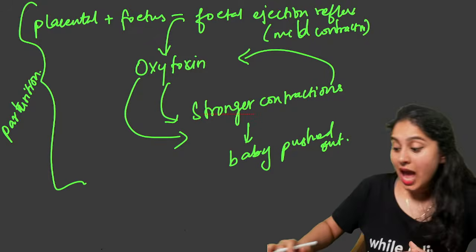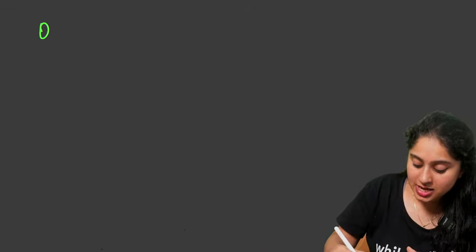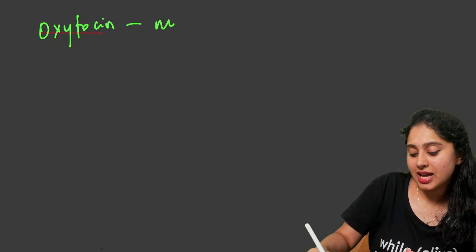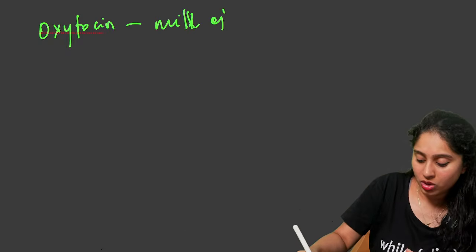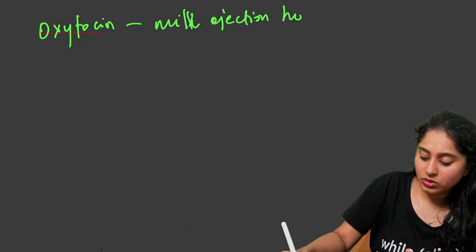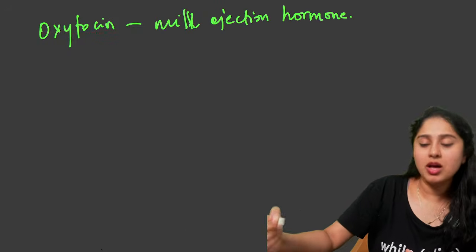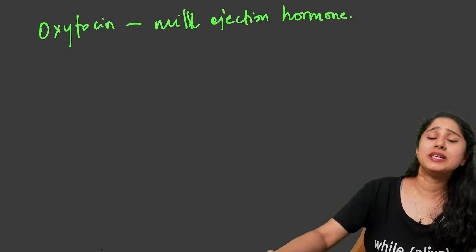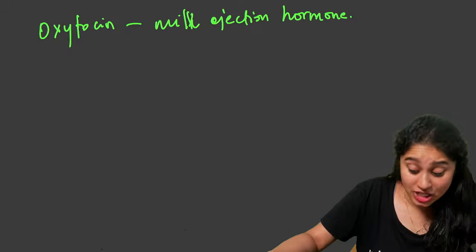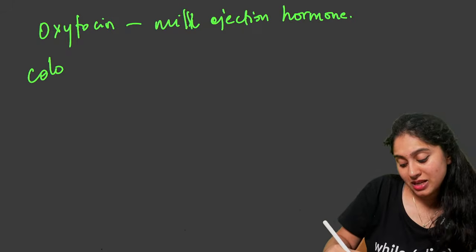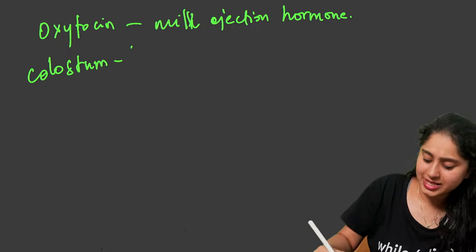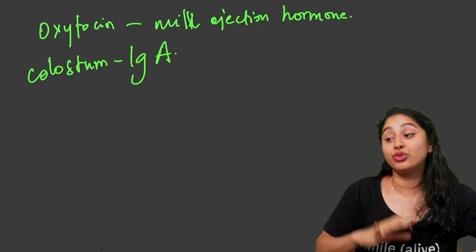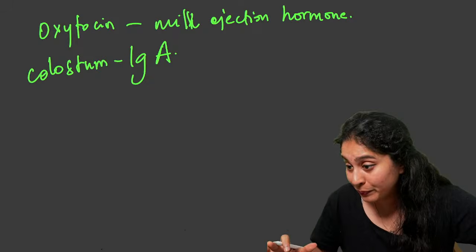That's all. Once the birth of the baby is done, the same oxytocin will act as a milk ejection hormone and will allow the milk to flow out of the mother's body. Is that clear? Now this particular milk that is ejected, especially the first milk, is called the colostrum. It has extremely high amounts of IgA, and that is very, very important for the immunity of the baby.